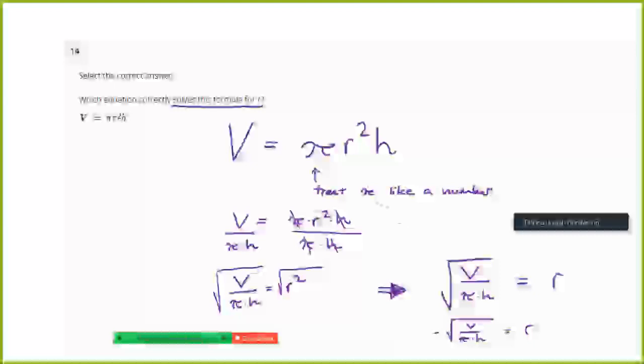Now, if Edmentum offers that as an option, make sure to use both, the positive and the negative. I think for this question, it's just going to give you the positive one, the first one I wrote right here. But if it offers both, like a positive and a negative, then choose that.